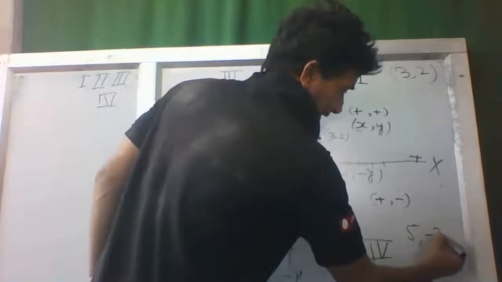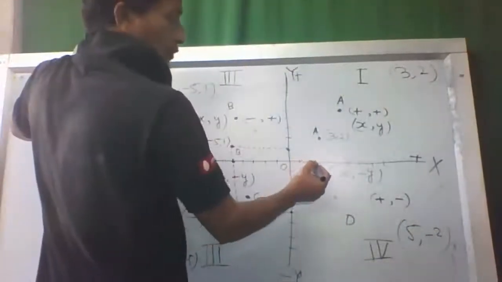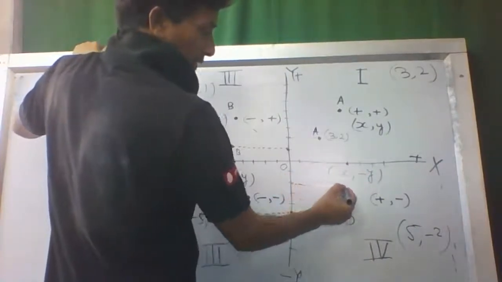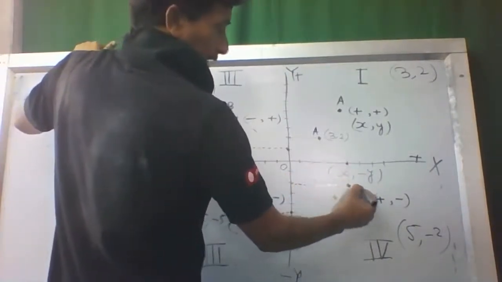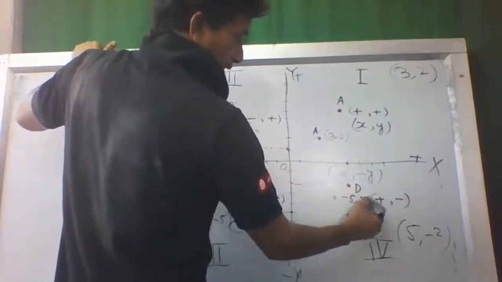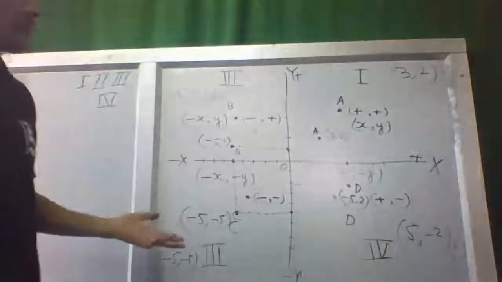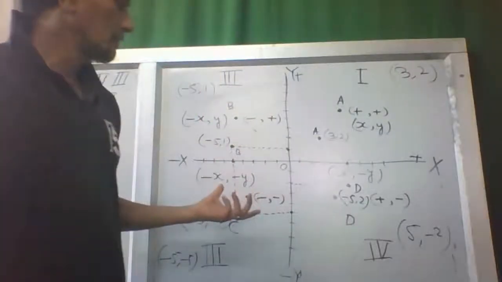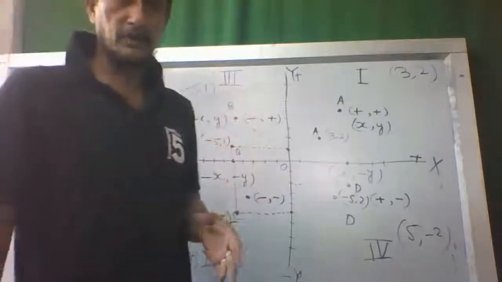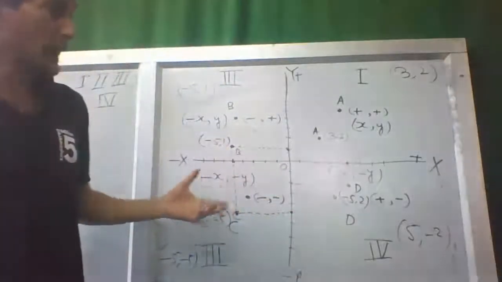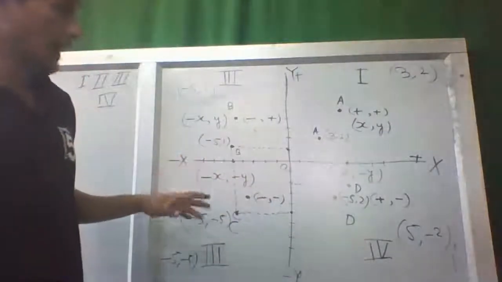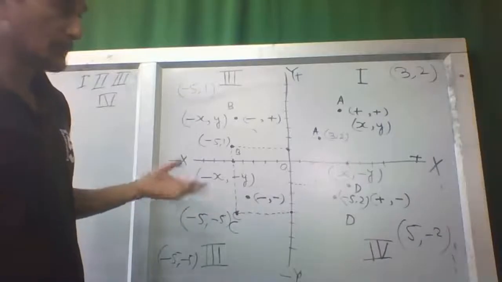If here is 5, -2, what happens now? 1, 2, 3, 4, 5 here, and -2: 1, 2. Draw perpendiculars here and here, and this is the D point, 5, -2. Likewise, you can draw any point according to the requirement of your question. Hope you have understood very easily which types of reference points they are and how we put a numerical value on them.